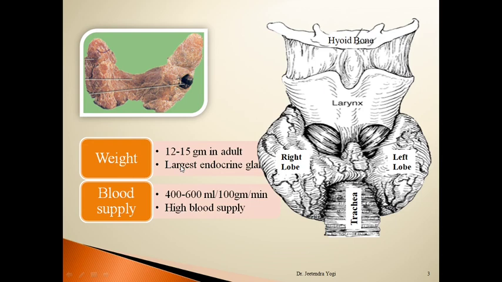So the thyroid gland is situated just below the larynx on either side of the trachea. The thyroid gland is the largest endocrine gland in the body that has a weight of about 12 to 15 gram in adults. If we see the blood supply, it receives a high blood supply, that is around 400 to 600 ml per 100 gram of tissue per minute.